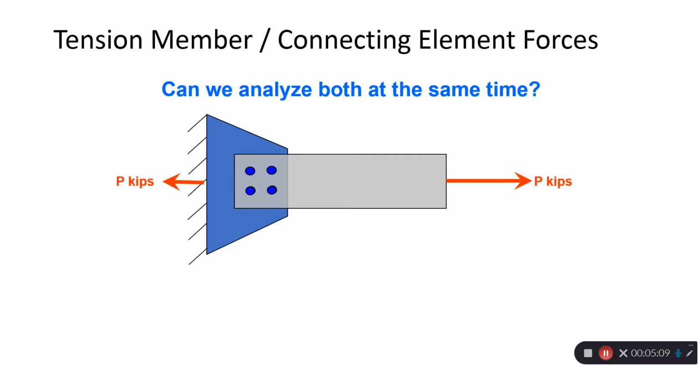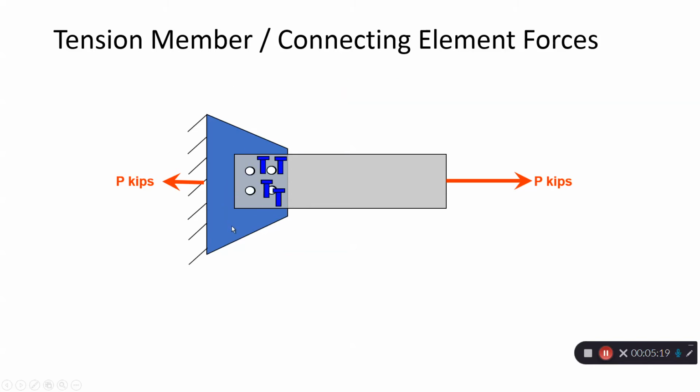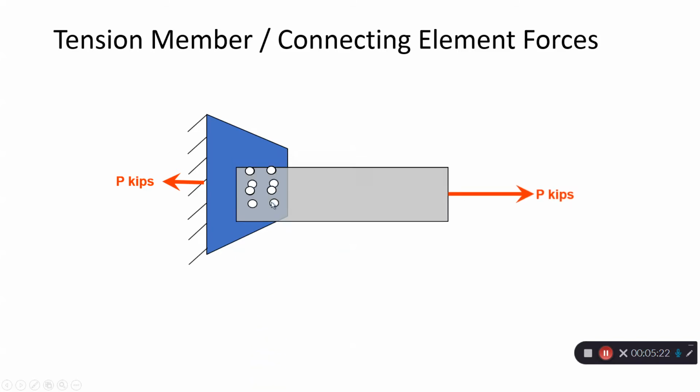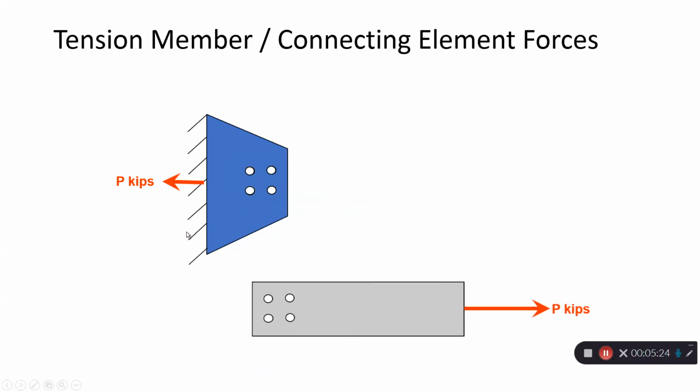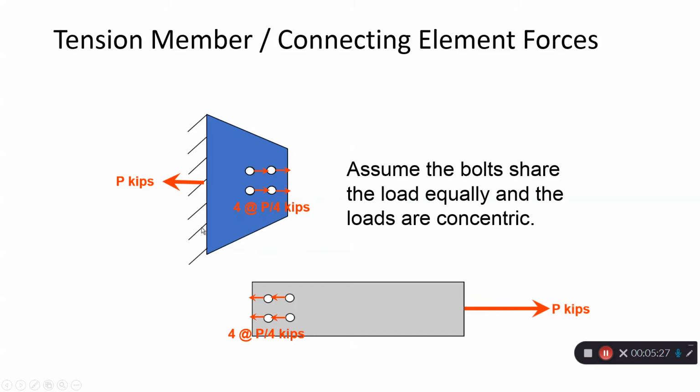Okay. So for the tension member and its connecting elements, can we analyze both at the same time? For example, in this unit, we have to analyze the tension capacity of the gusset plate as well as the tension member. They are all in tension, so we have to make sure both the tension member and the gusset plate are adequate to resist the expected load.